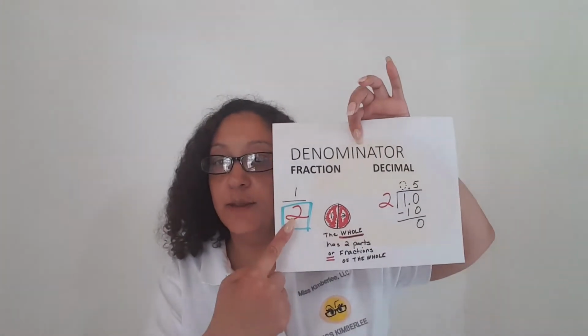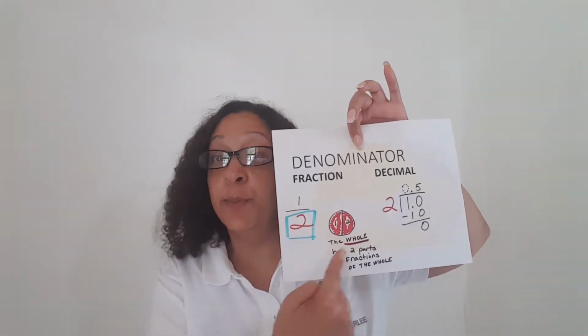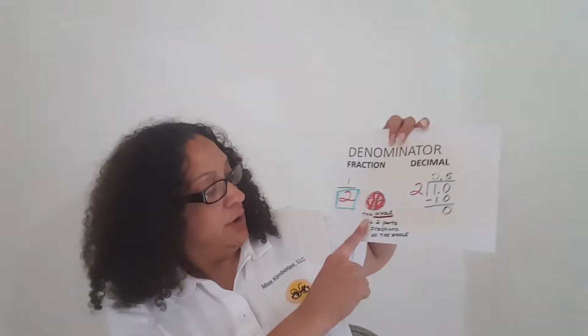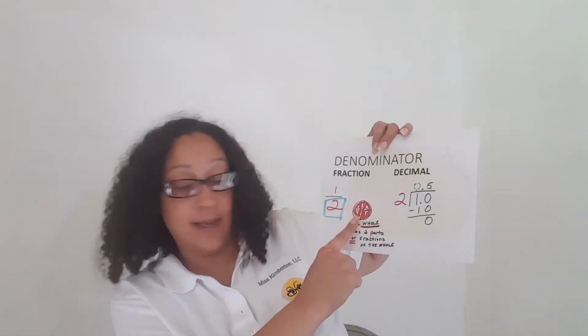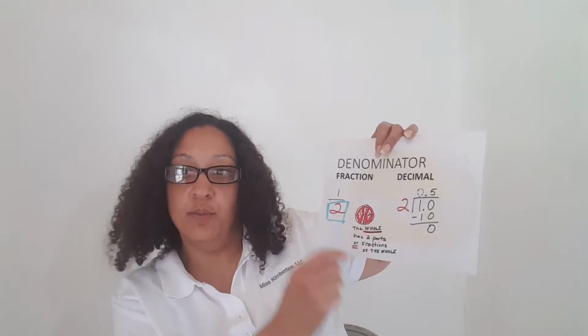So then the denominator, pardon me, is the bottom part of the fraction. It represents all the parts of the whole. It goes on the outside. So I wrote a little note here. It says the whole has two parts in this case, or fractions of the whole, pieces of the whole. Like when you shave your head and you have a fade, you fade a fraction of your hair.